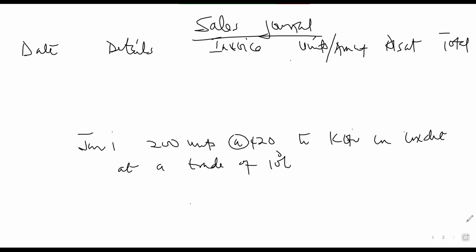Okay, so the date is what? What is the date? Seniors, what is the date? First January. Okay, so we have the 1st January. So we have January 1. Okay, the details. What are you going to put there? 200 units, 20 cedis. So you can put quotes there.